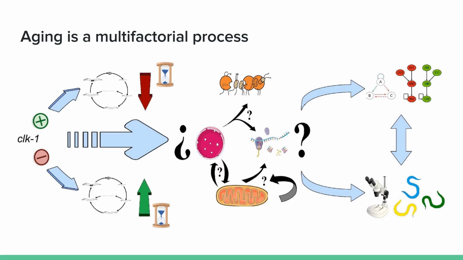Aging is a multifactorial process, and the model organism C. elegans has been used to describe many genes responsible for lifespan regulation. One of them is CLK1, a precursor of ubiquinone. The mutant of this gene can extend the lifespan of this worm almost twofold. Many processes are involved in this mutant's lifespan extension, but their relationship and influence are unknown.